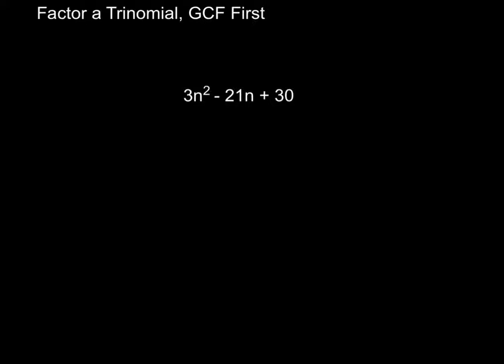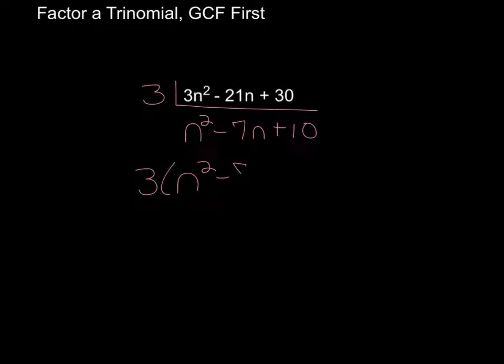So here I've got 3n squared minus 21n plus 30. I'm going to look at this and ask, is there anything in common to all three terms? What do you notice? 3 divides all of these, right? So we could do the ladder, or some of you are doing it mentally, that is okay. But let me show it for those that still use the ladder. We're going to divide by 3. We get n squared minus 7n plus 10, and we end up with 3 times n squared minus 7n plus 10.